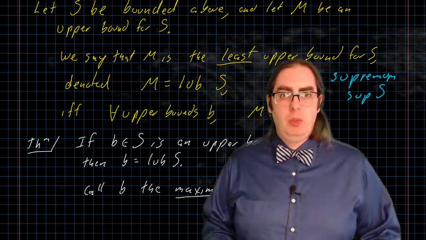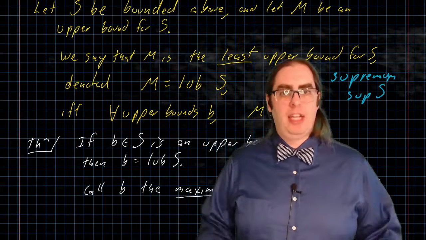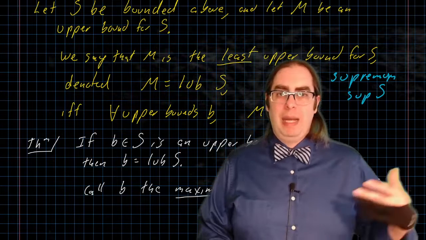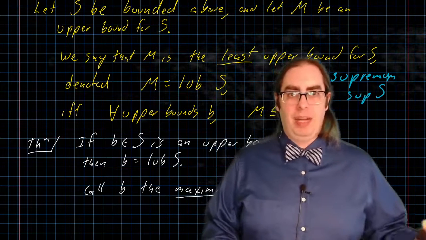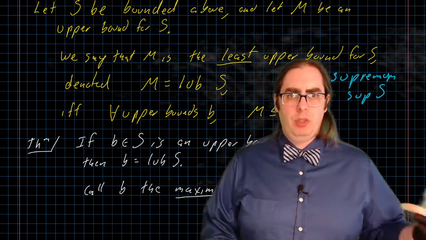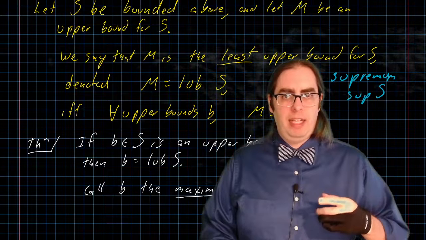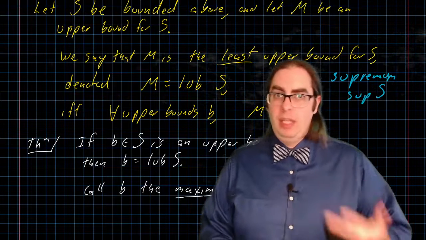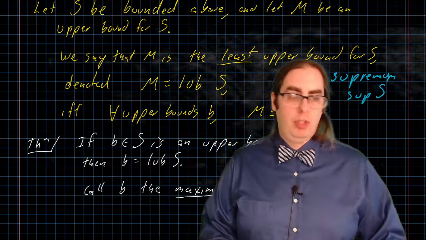But before we continue onward, I want to look at the other side of things. Because if we can bound something above and find a least upper bound, we can also flip that completely on its head and bound something below. And the same process is going to still work out.